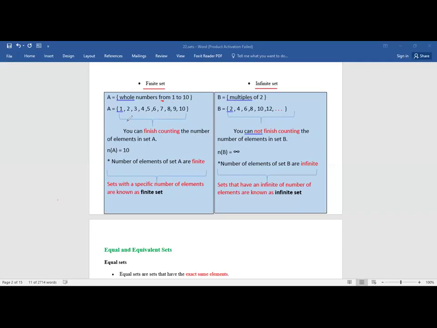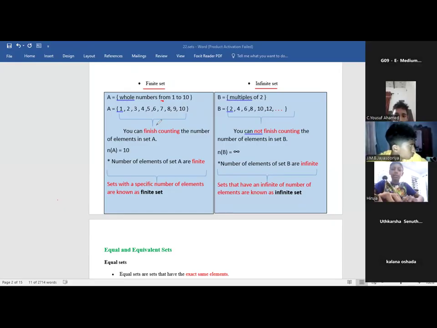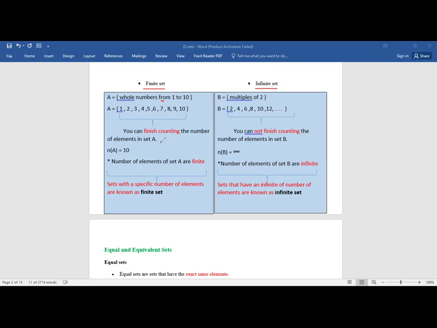Can you count the number of elements inside this? Yes, because here you can count 1, 2, 3, 4, 5, 6, 7, 8, 9, 10. For a finite set, there is a limitation. That means you can finish counting the number of elements in the set A.